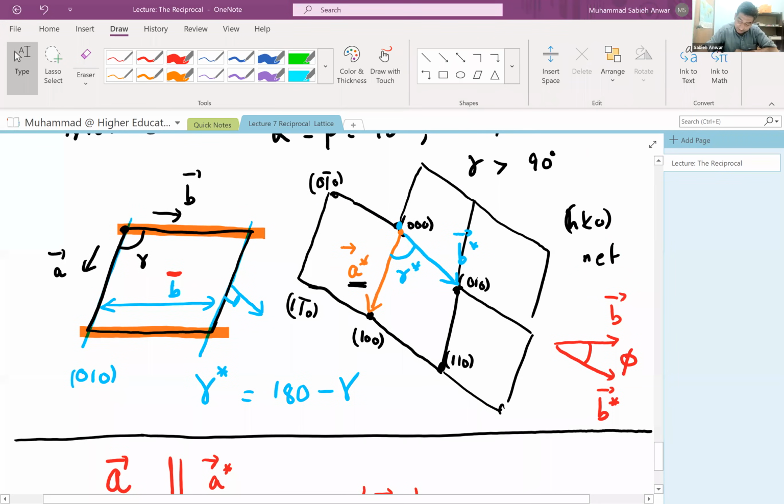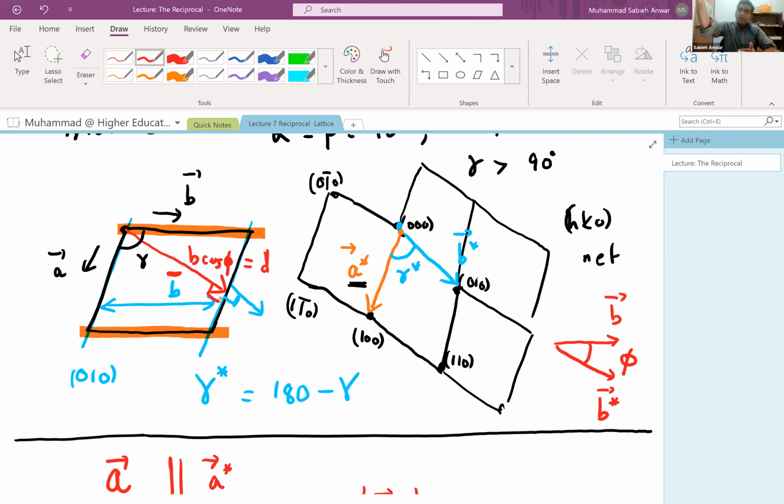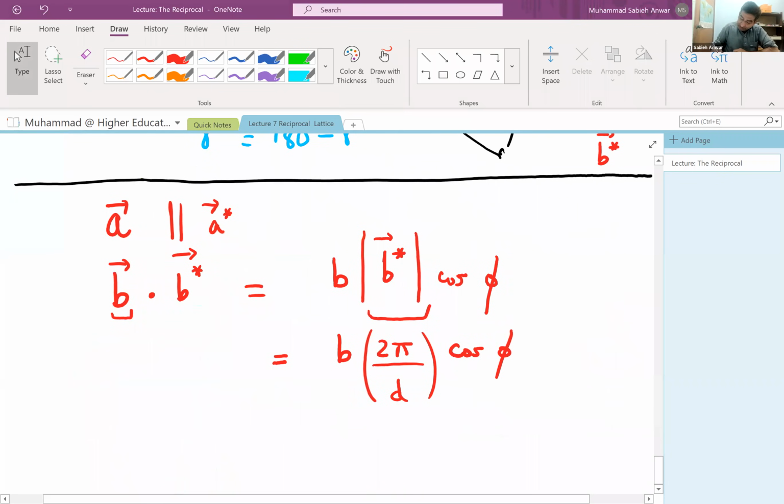B cosine phi would be this particular distance from the origin. This is going to be B cosine phi, and this is equal to D. This is how far a plane is from the origin, and you always look at the normal. So if you want to find the distance of a plane from the origin, you drop a normal from the origin to the plane, and that is going to be B cosine of phi, because this angle here is phi. Okay, so if you do that, B cosine phi is D, so this turns out to be 2 pi.